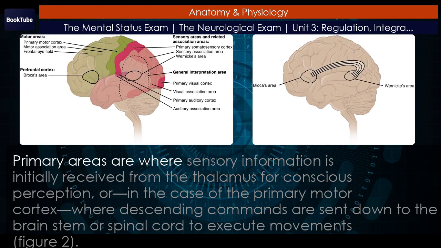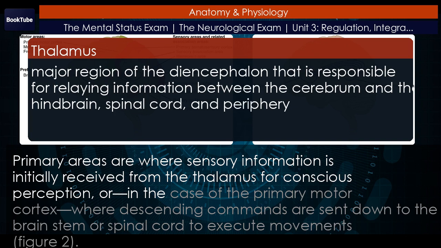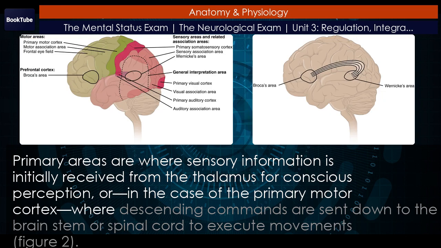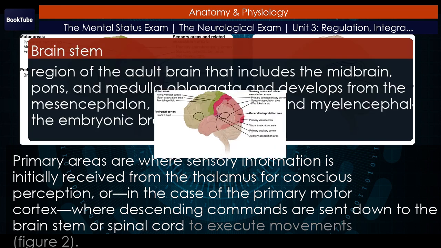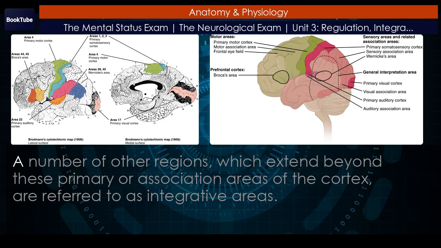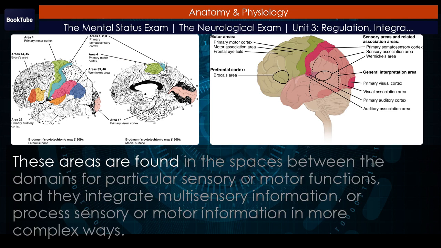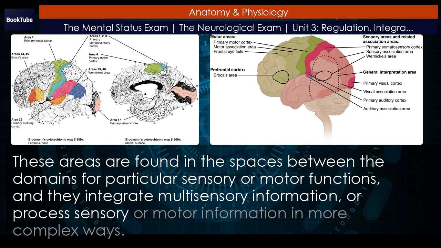Primary areas are where sensory information is initially received from the thalamus for conscious perception, or, in the case of the primary motor cortex, where descending commands are sent down to the brainstem or spinal cord to execute movements. Figure 2. A number of other regions, which extend beyond these primary or association areas of the cortex, are referred to as integrative areas. These areas are found in the spaces between the domains for particular sensory or motor functions, and they integrate multi-sensory information, or process sensory or motor information in more complex ways.